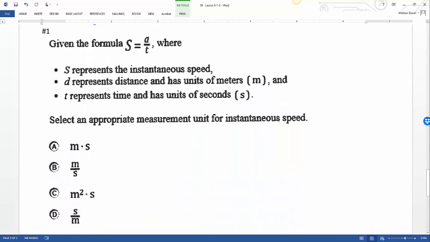So given the formula, S equals D over T, where S represents the instantaneous speed, D represents the distance, in units of meters, and T represents time. Select an appropriate measurement unit for instantaneous speed. So what is the measurement? S equals meters over seconds. I'm just putting the units where they're supposed to go. So D over T. It's cut off, though. That's the issue. So that's S equals D over T. And so the D is M, so M over S. So that's going to be B.